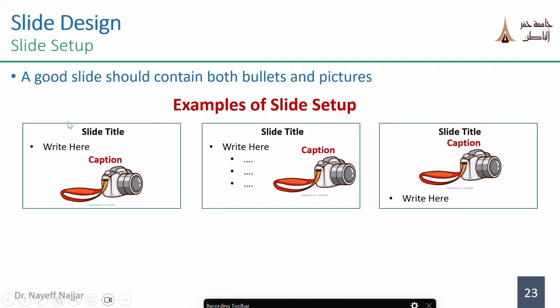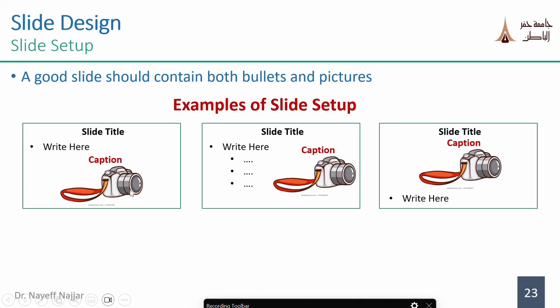The best slide that you have should have some bullets and also a picture. So pictures are very good. Figures are very important in your presentation. Do not have a slide that has all bullets. Do not have a slide that is all pictures without any bullets. Any slide ideally should have bullets plus photos plus figures. So you can put the bullets first and then put the picture.